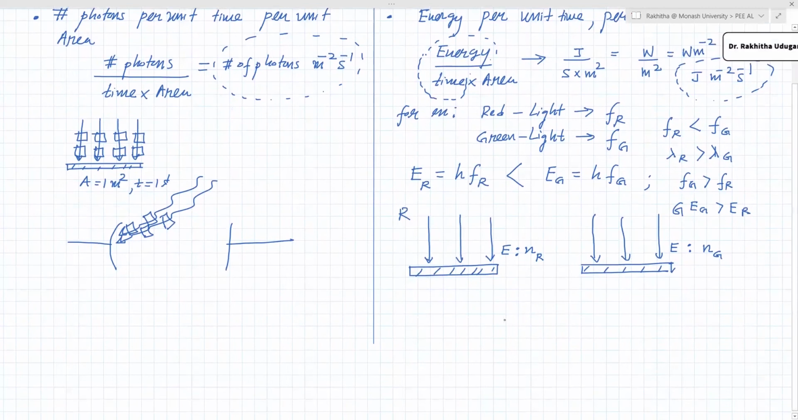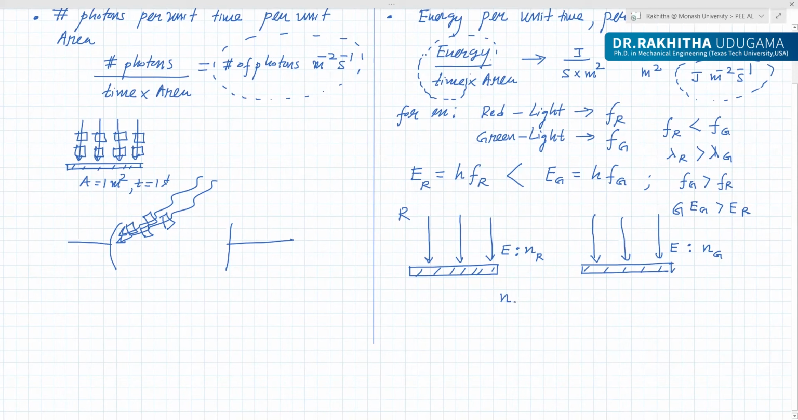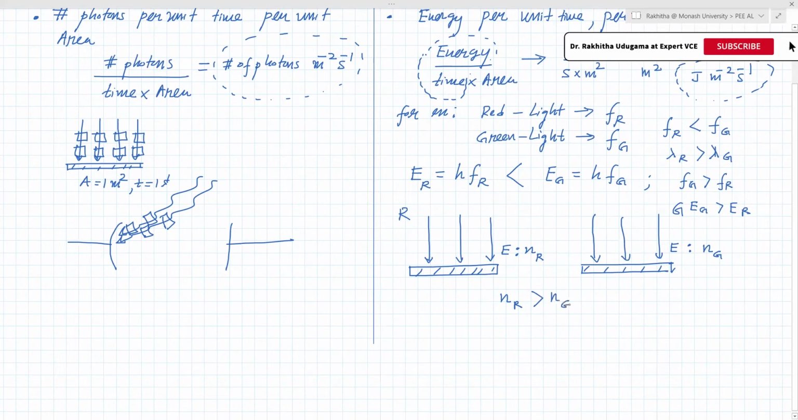Okay, number of green photons, right? So from here we can say N_R, number of red photons, should be greater than number of green photons. Okay, I think that makes sense. Why? Because we have to keep the total energy constant.